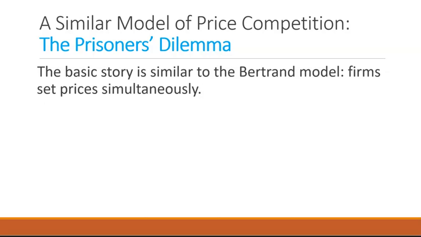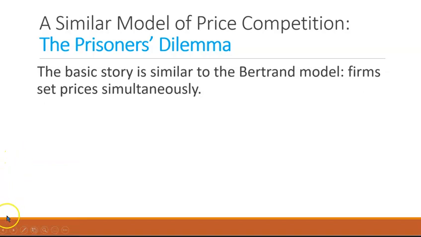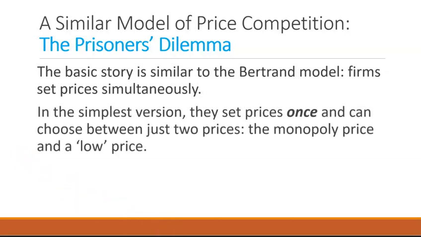The next model that we're going to look at is called the prisoner's dilemma. The basic story told here is rather similar in some ways to Bertrand's model. The key similarity, I suppose, is that the firms are going to be setting prices simultaneously. They don't necessarily have to have the same costs and so on. So the model is perhaps a little bit more general than Bertrand's. In its simplest version, which we're going to look at initially, the firm set the price once.